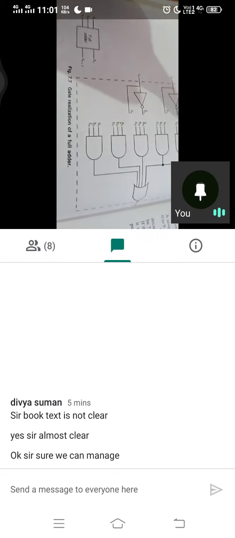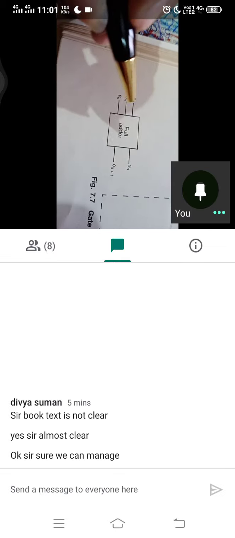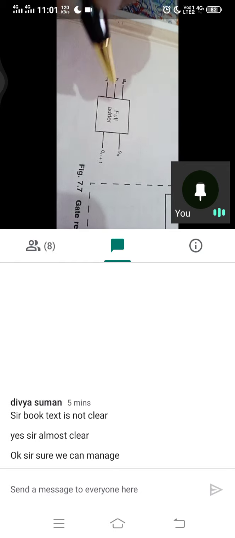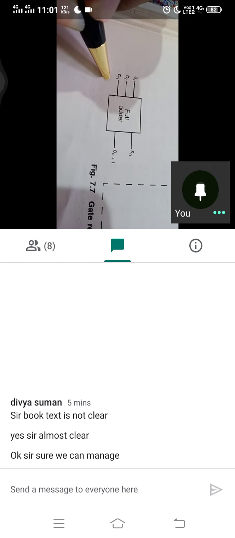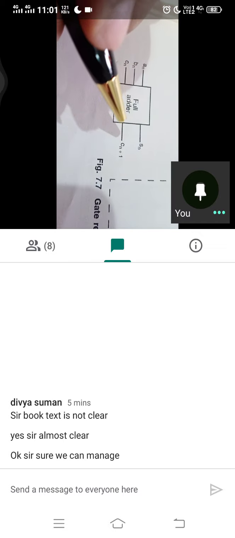That's the gate realization. Now it looks like this, block diagram wise. If we give three inputs, out comes a sum, out comes a carry.